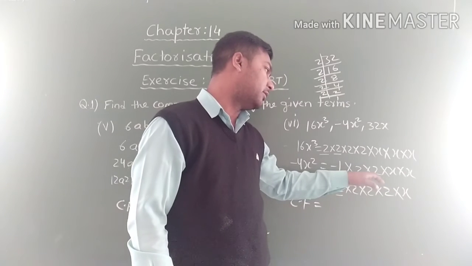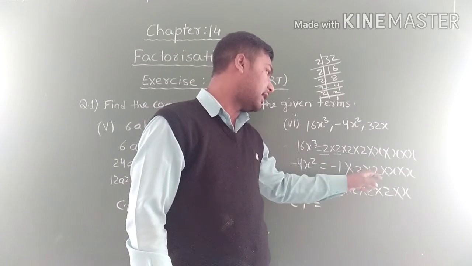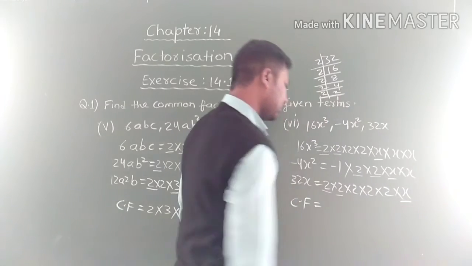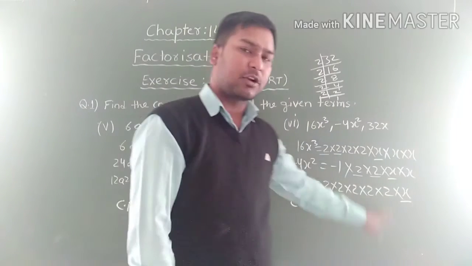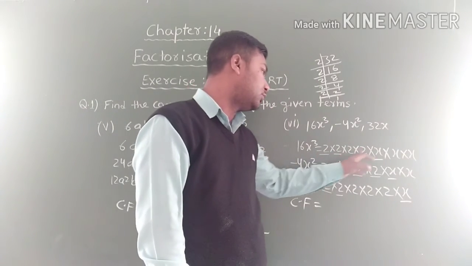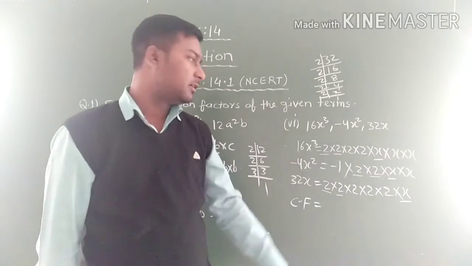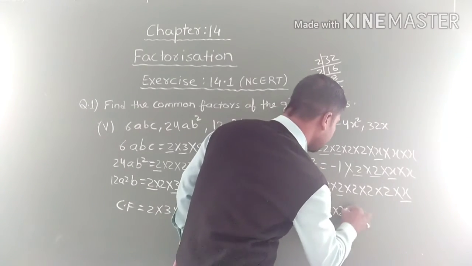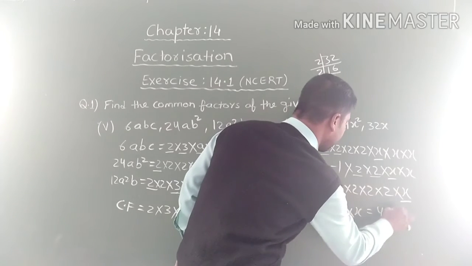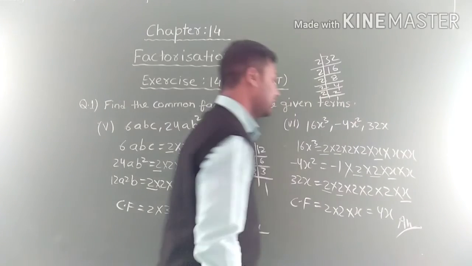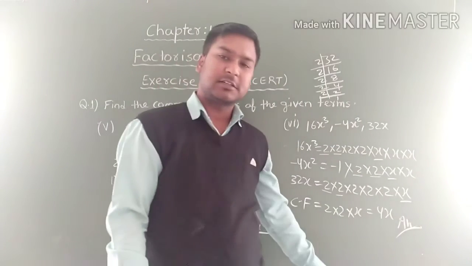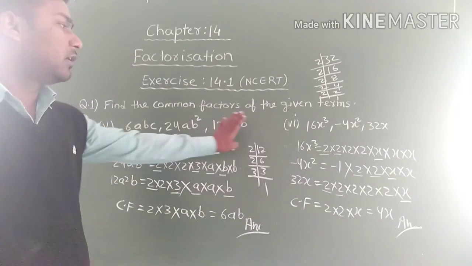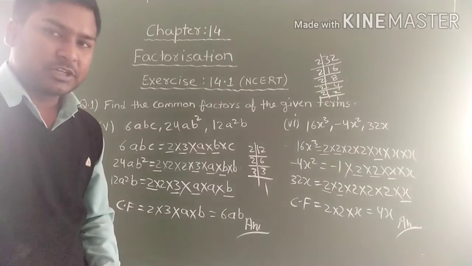The other 2 is not common. So just take x. This x and this x are common. No other things are common. 2 into 2 into x is common in all these three terms. So directly we can write 2 into 2 into x, so it will be 4x. This is the answer. Is it clear? This is the complete explanation of question number 1. Now the next one, that is question number 2.